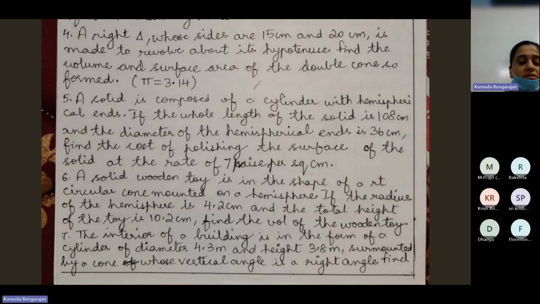So Arjun, what is the radius of the cone? Radius of the hemisphere? Height of the toy? Height of the cone? Height of the hemisphere? Very good. So how do you find the volume of the toy?